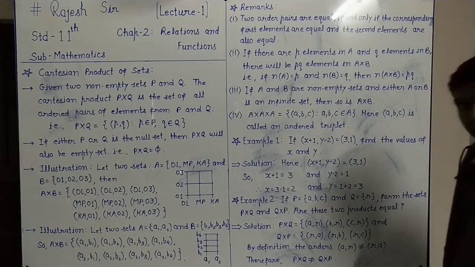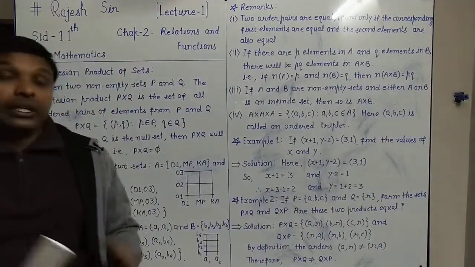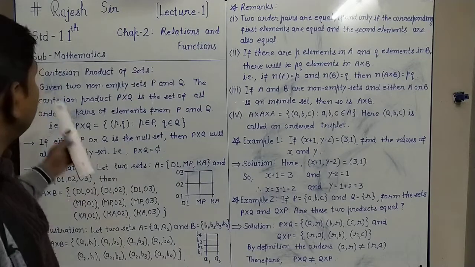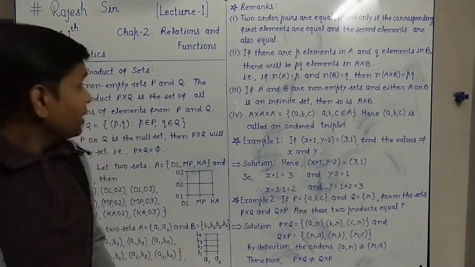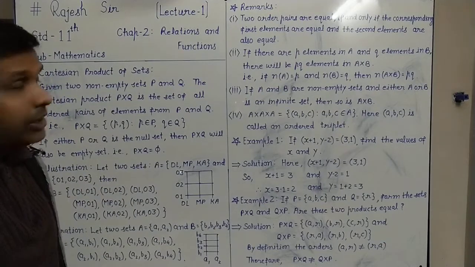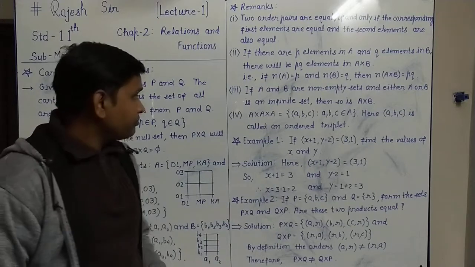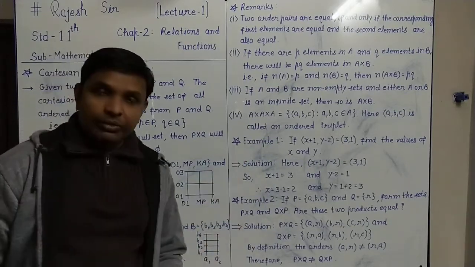They are not equal. So in this first lecture, we understood the Cartesian product of sets. In that, we have seen the definition, with some illustration we understood it, and we wrote the remarks. To understand, we also did examples 1 and 2.